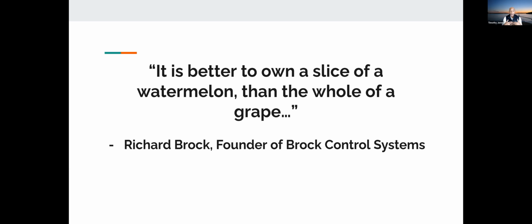And the corollary to that, I would say, is that if you focus on ownership over value, you end up creating neither. So there'll be two things I want you to remember from today's presentation. First and foremost is this: it's better to own a slice of a watermelon than the whole of a grape. Focus on having a small piece of something that ultimately becomes very valuable. And the second part will be around controlling the vesting process.